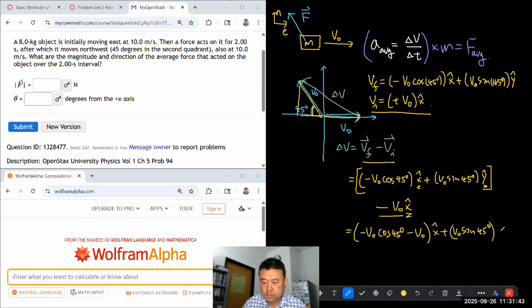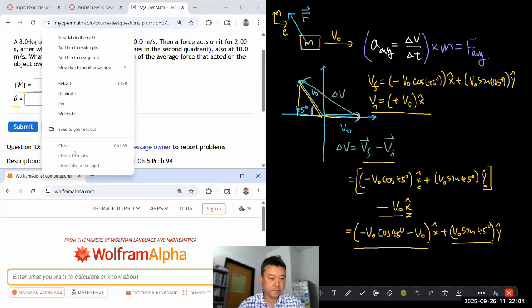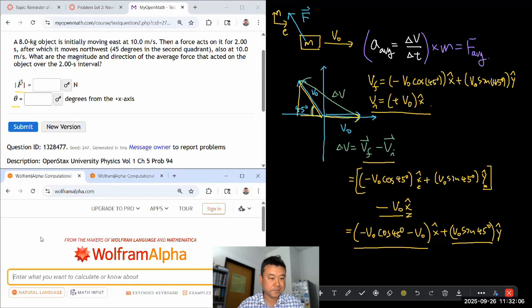I'll probably leave it here for now because I'm going to need both of these quantities to get the answer they're looking for. For the magnitude, I'll need the components, and for the angle, I'll also need the components. So let me get numerical values for these. I'll have a few versions of Wolfram Alpha so that I can switch between them easily.